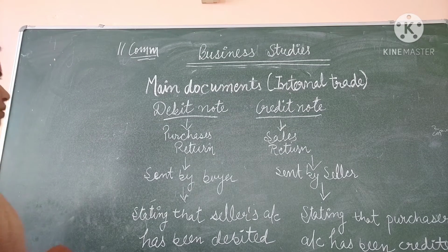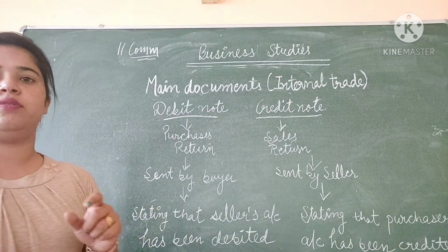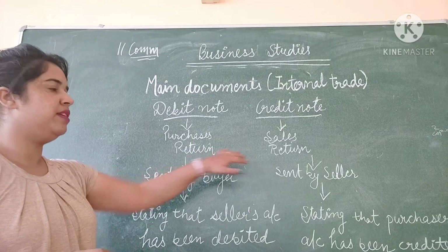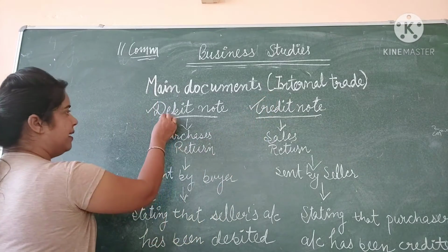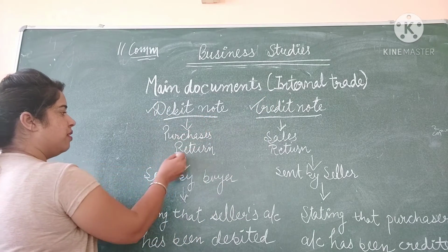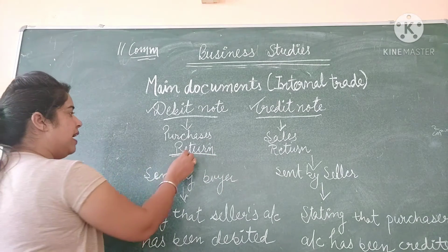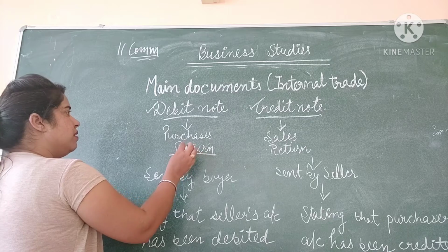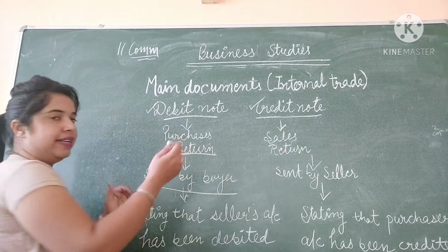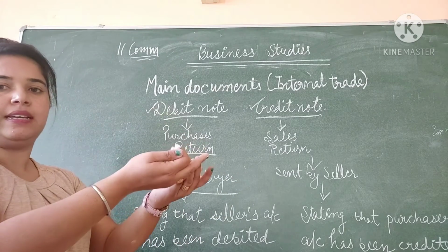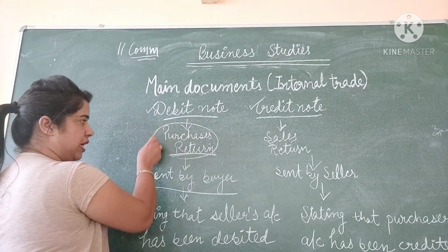Let's understand the meaning of debit note and credit note. Both are similar kind of notes, and just see the difference side by side. Debit note and credit note. Debit note is generally for the purchases return. For purchases return, this debit note is sent by the buyer to the seller, to whom the goods are being returned.